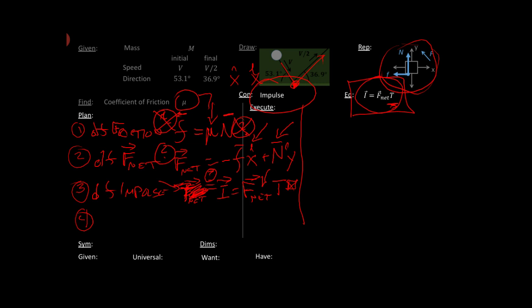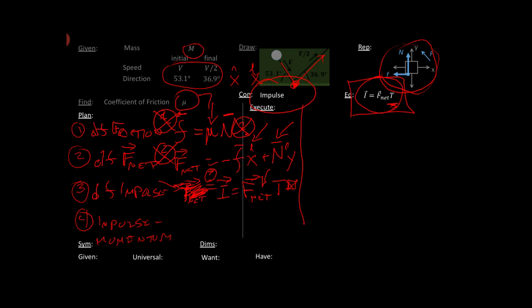Step 4 would be to find the I, because that's the only guy left now. We'll use the impulse momentum theorem because we know two things. We know the mass, and we know the velocity before and after the deflection.